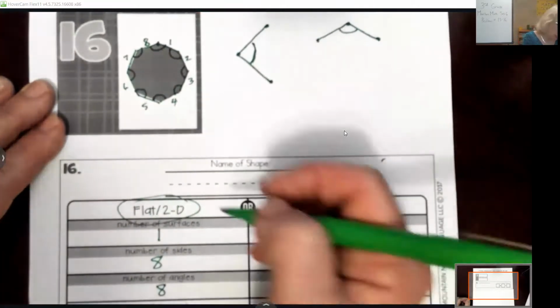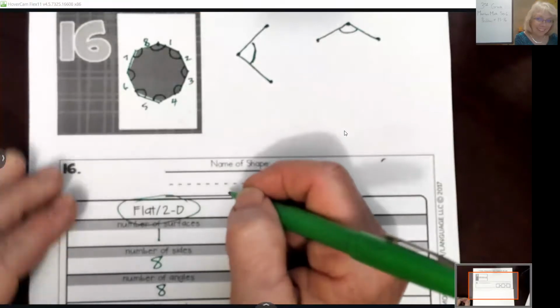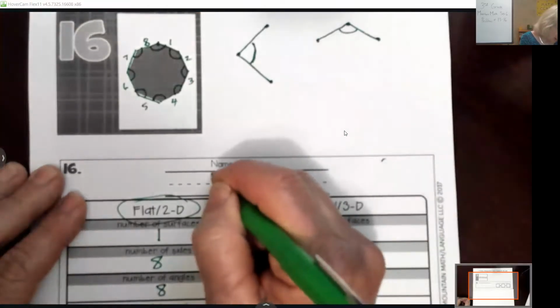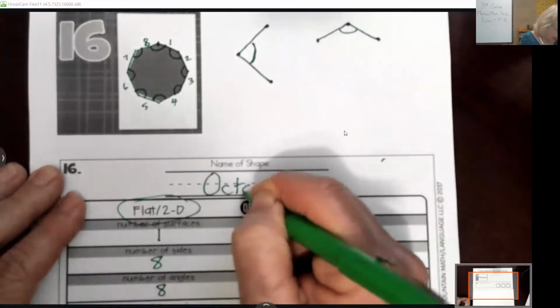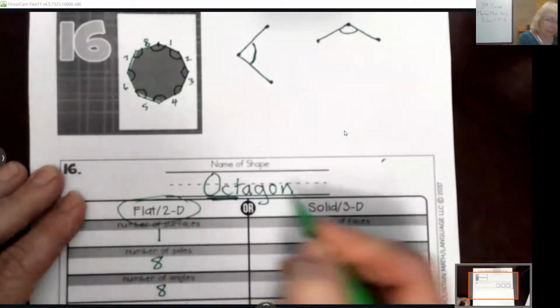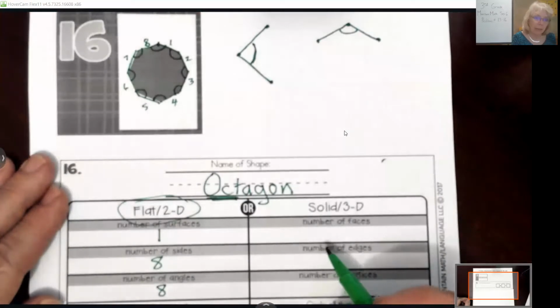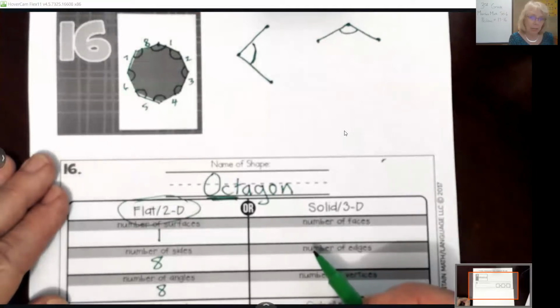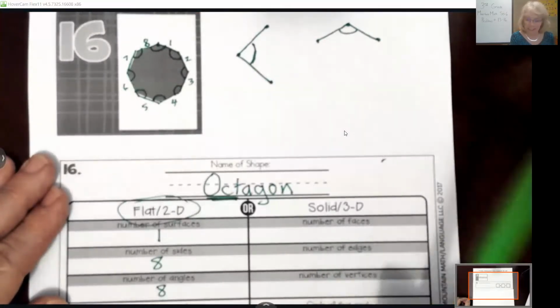And this shape is called, you know what it is? Say it out loud. It is an octagon. I tell my kids that what might help them remember that is think about an octopus. An octopus has 8 legs. An octagon is a polygon that has 8 sides.